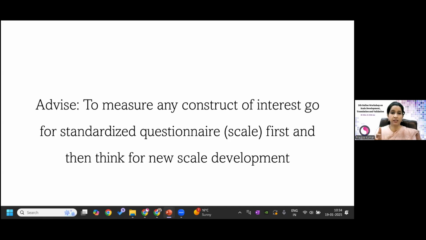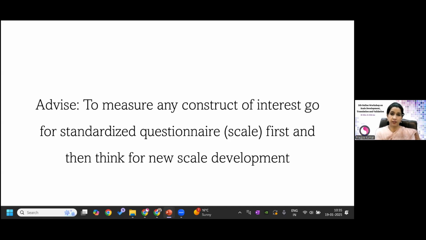Generally, construct means I'm talking of a reflective one. There will be a scale which is existing. Why? May not be in health, but maybe in marketing, social science, anthropology, psychology, or education. Many medical education tools have been initially taken from general education, so that is important.